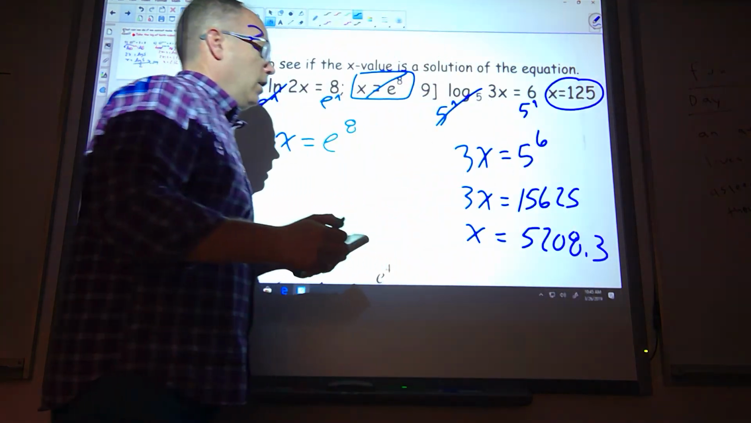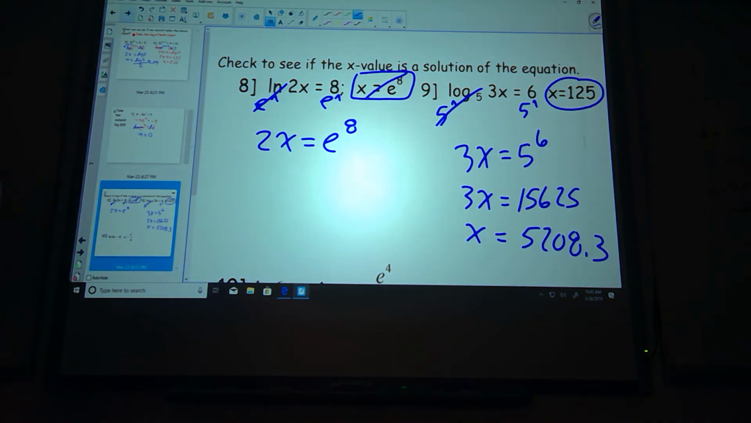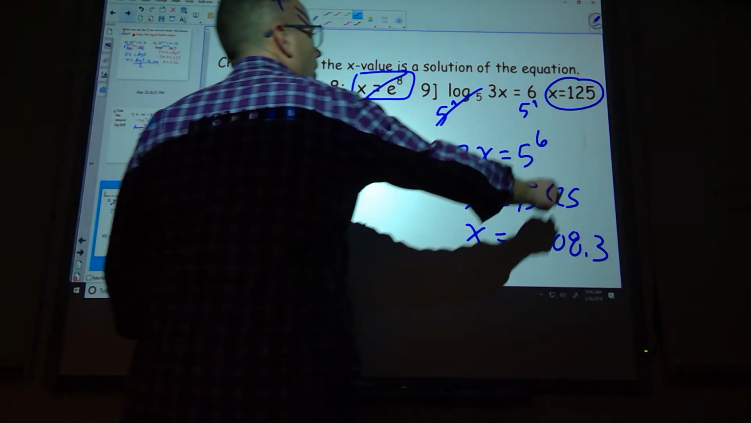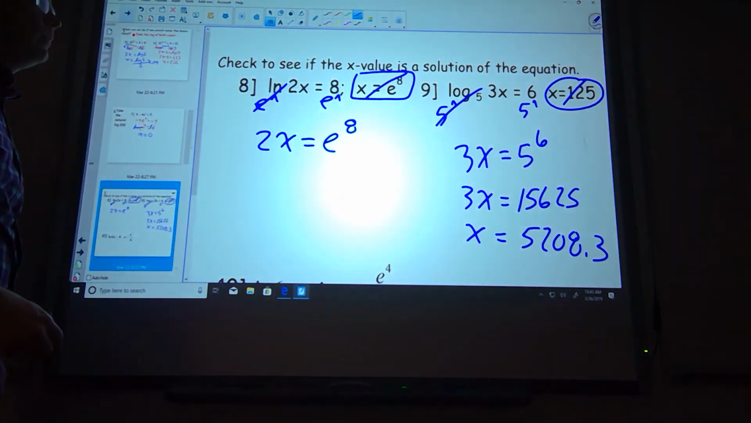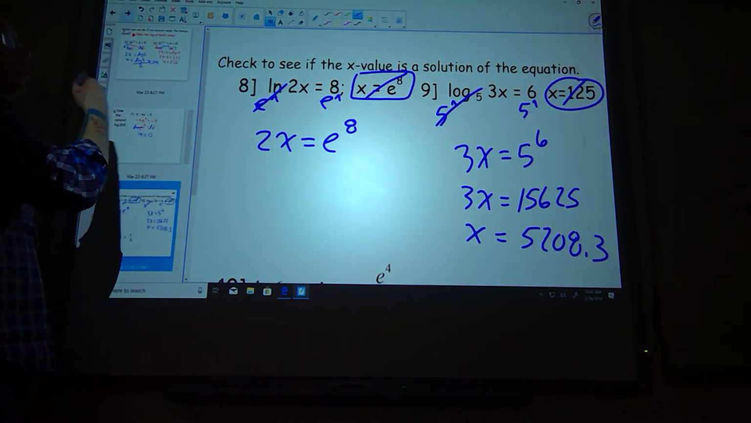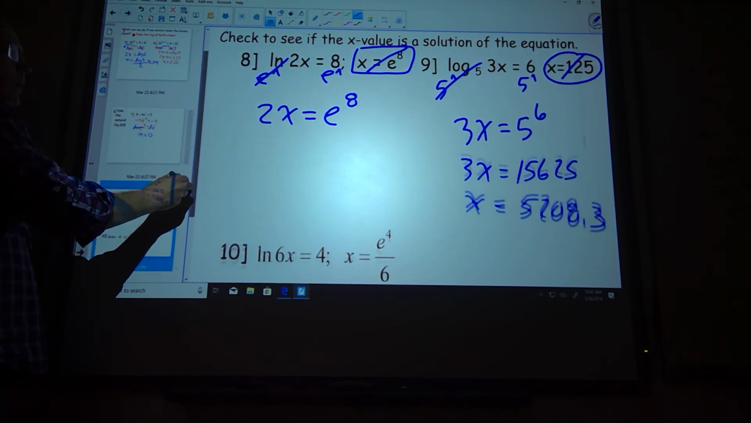5208.3 is 52.083.3 the same as 125? Not this week. That's not the solution. Maybe next week. Could be. We'll look forward to it.